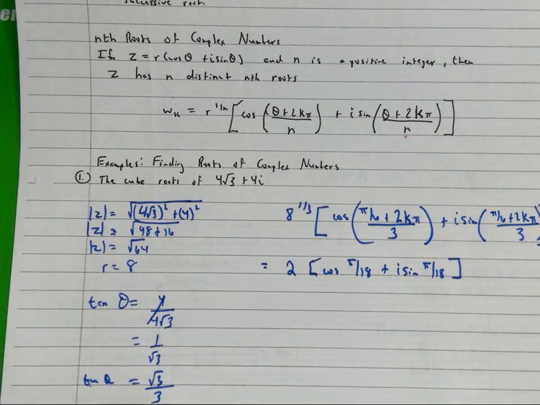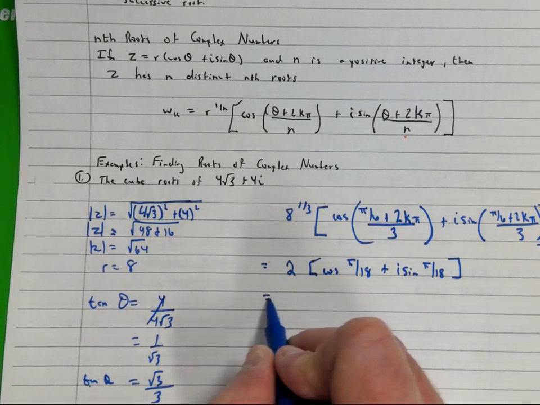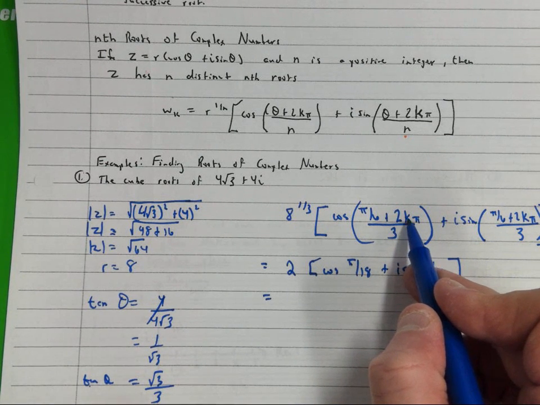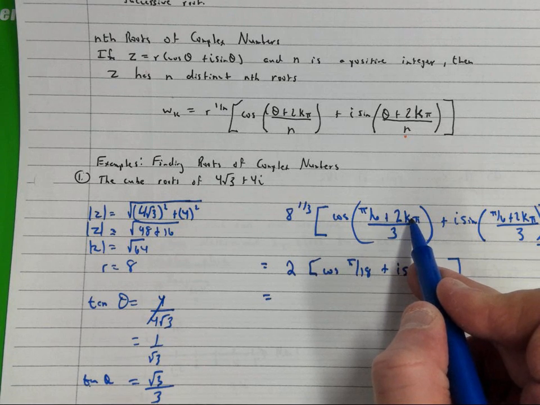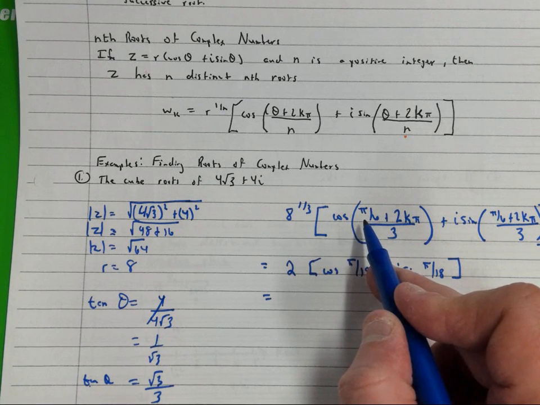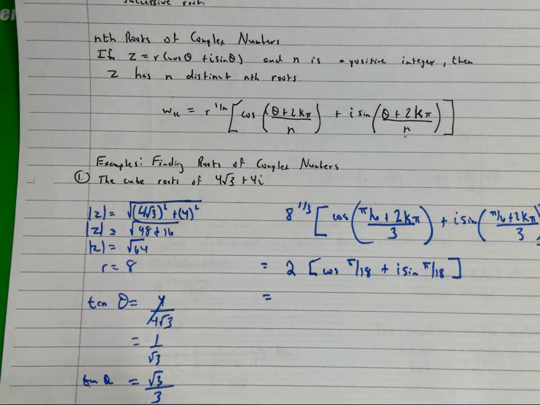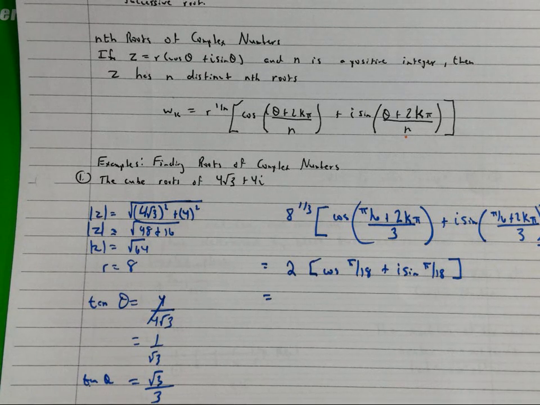So that's one answer. Now I'm going to plug 1 in. 2 times 1 is 2. That gives me 2 pi plus pi over 6. 2 pi plus pi over 6 will give me 13 pi over 6, wouldn't it? If you put it in the calculator.